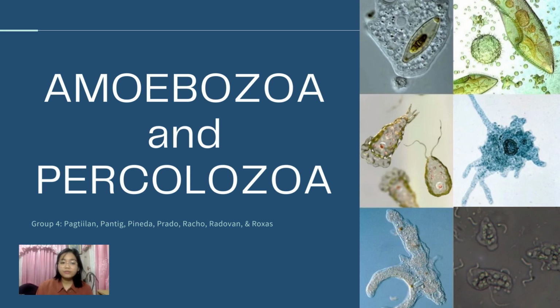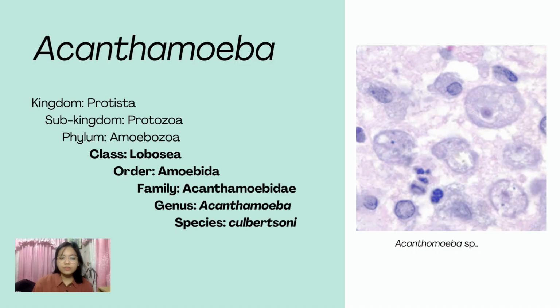Good day. So we are group 4 and we will be discussing the different parasitic protozoa under phylum Amoebozoa and Percolozoa. The first genus under the kingdom Protozoa is Acanthamoeba. This is under the phylum Amoebozoa, class Lobosea, order Amoebida, and family Acanthamoebidae. The most common or most known species of Acanthamoeba that is responsible for the most reported cases of human infections caused by this genus is the species culbertsoni.